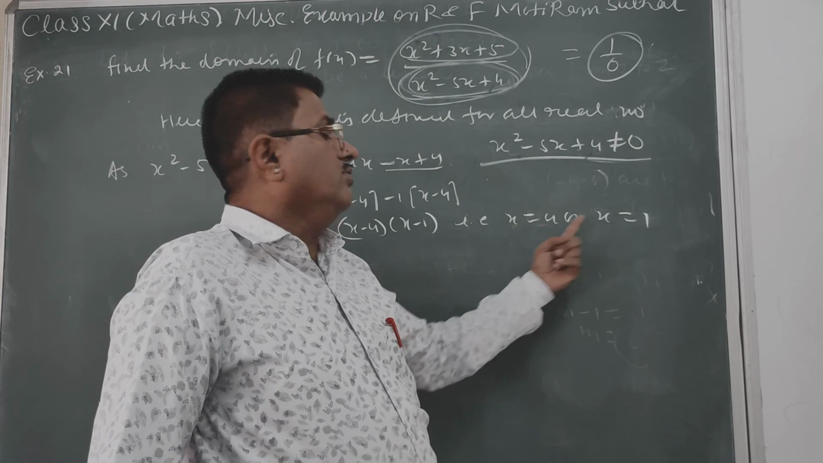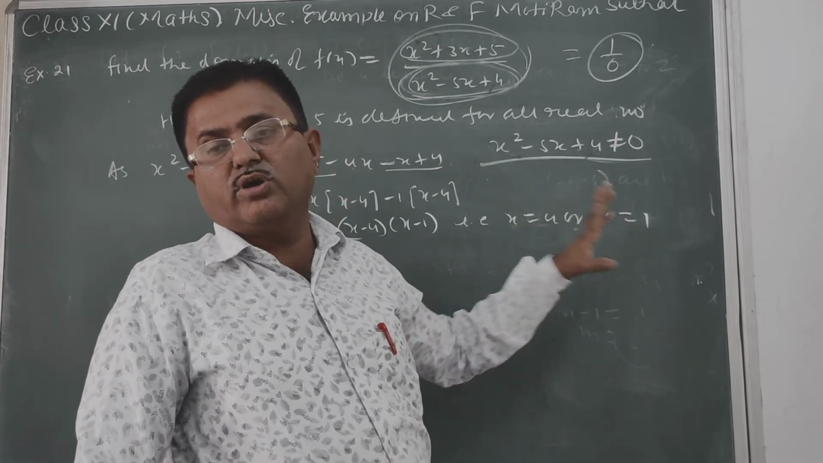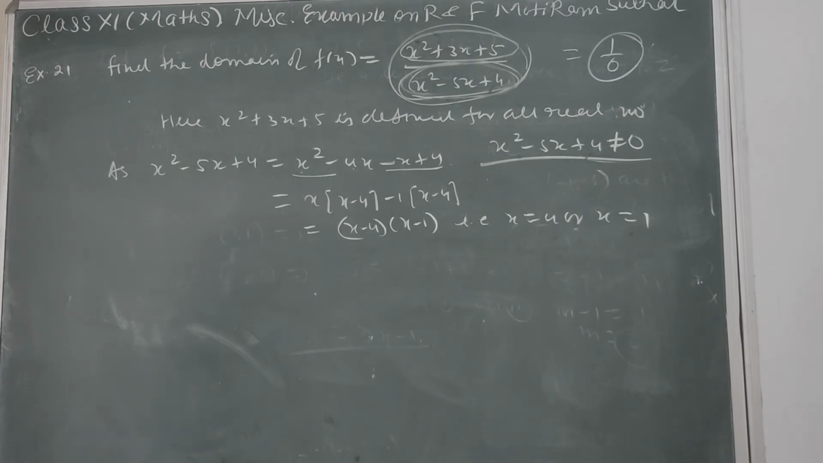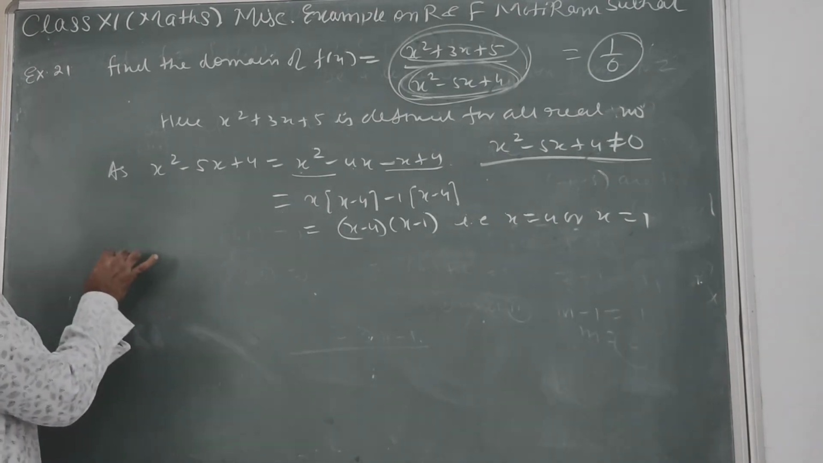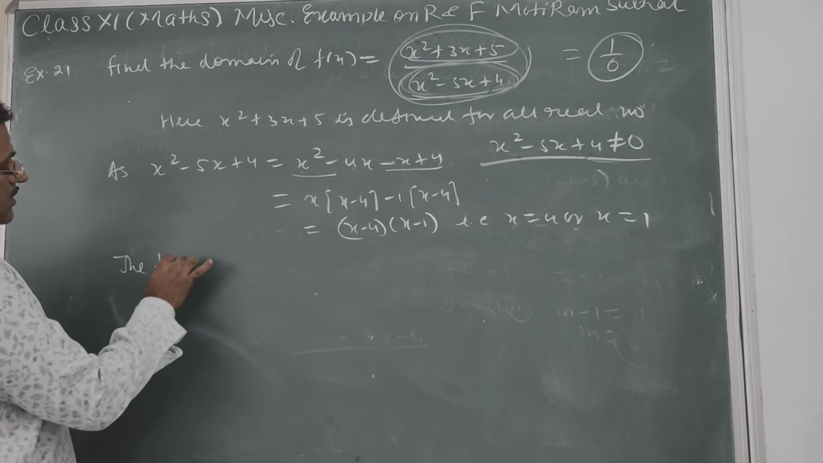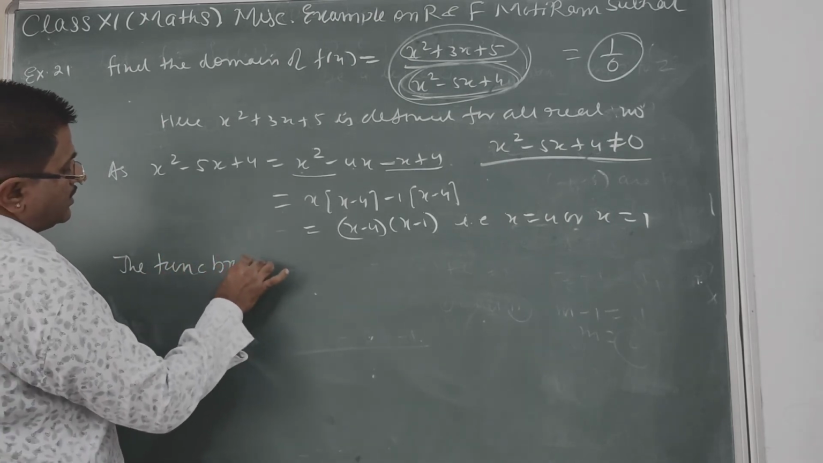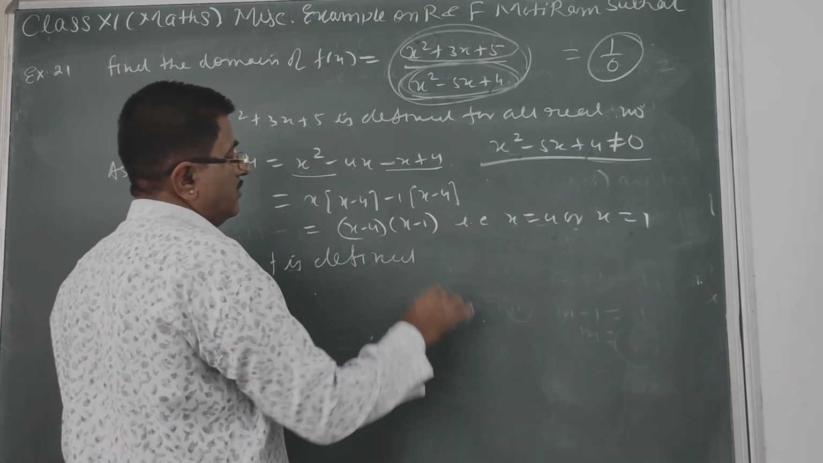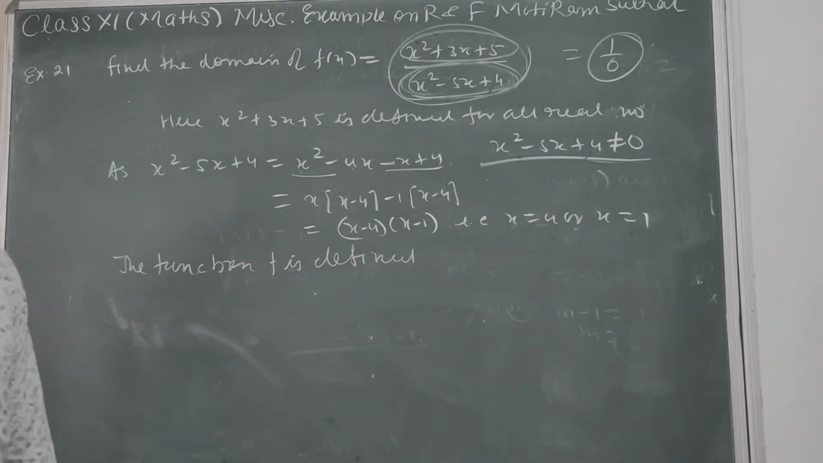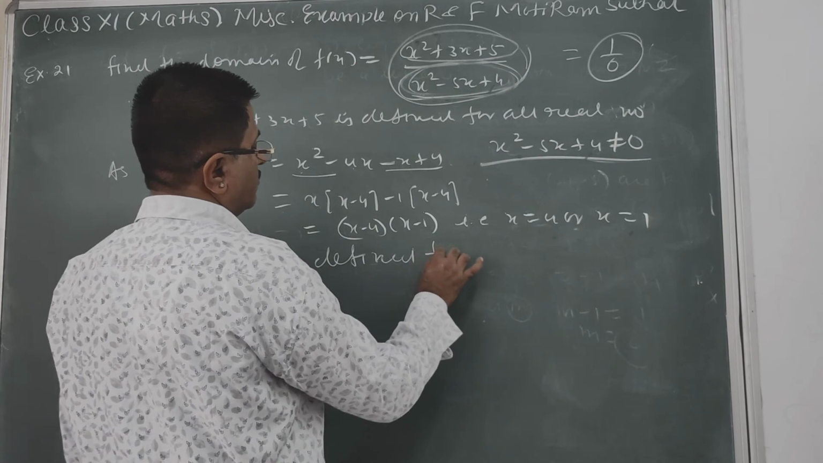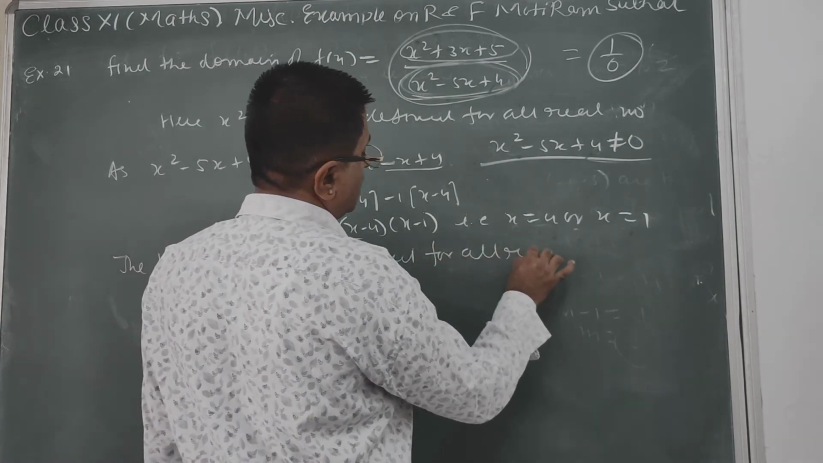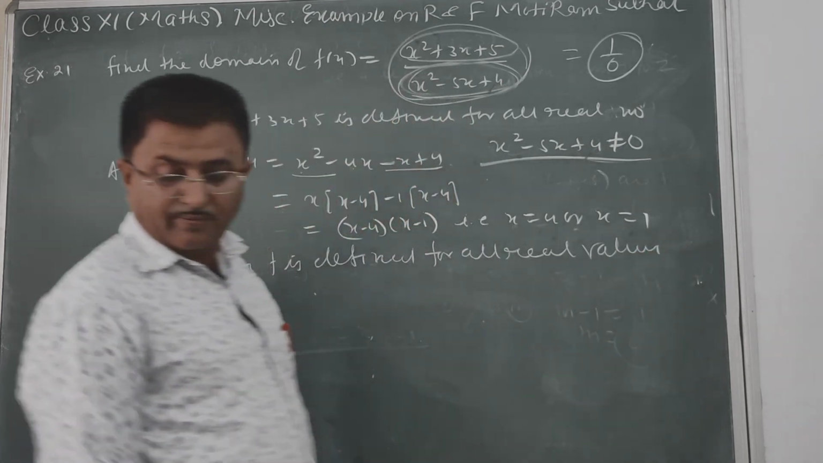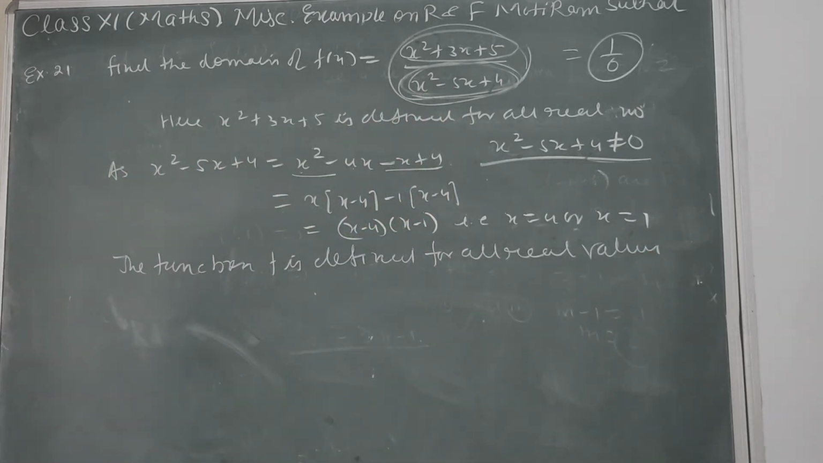तो ये वैल्यू नहीं आनी चाहिए. x equal to 1 नहीं होना चाहिए और x equal to 4. So we write here the function f is defined for all real values of x or real number you can say.